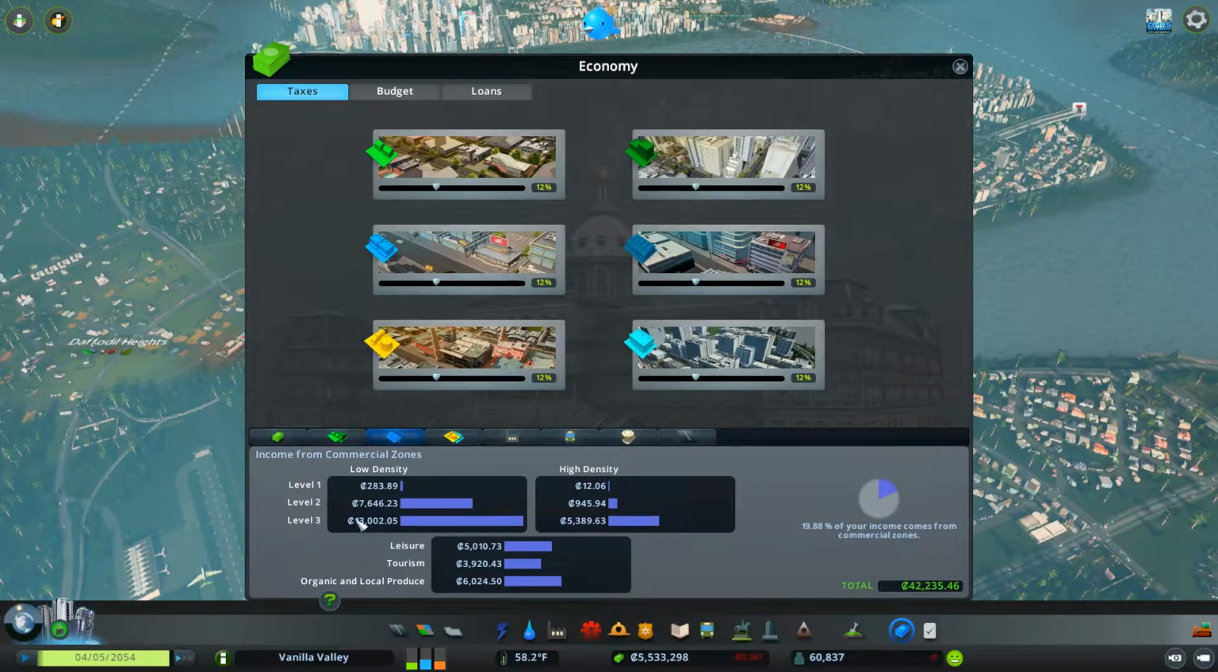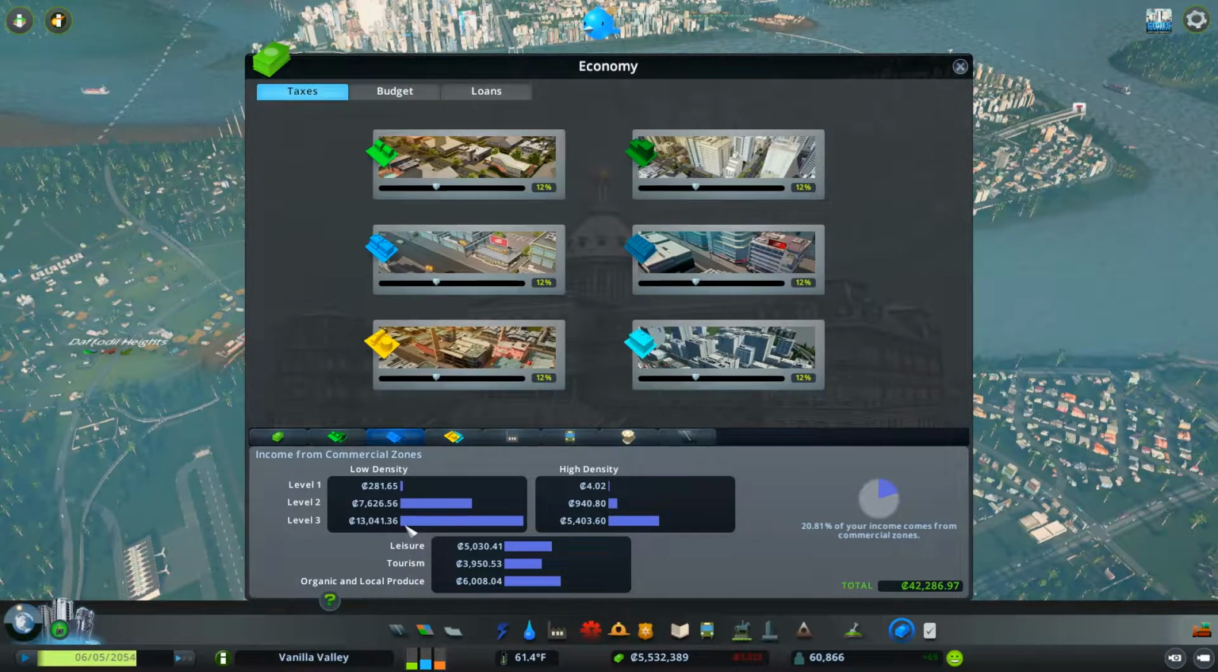Over here, same deal with the commercial as well. This also splits it between leisure, tourism, and then organic and local produce. And that is another thing that comes with the Green Cities DLC. But as you can see again, low level, not so much. High levels where we're making the most here. And that makes more sense, right?